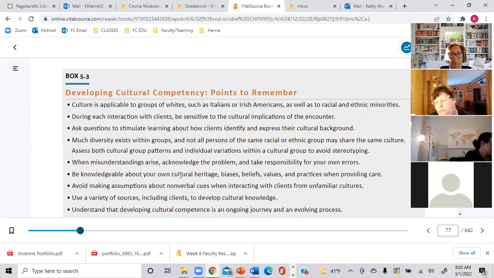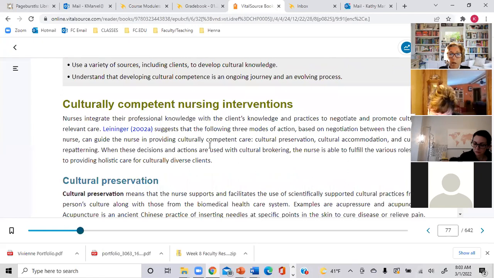Be knowledgeable about your own cultural heritage, biases, beliefs, values, and practices when providing care. Avoid making assumptions about verbal and nonverbal cues when interacting with clients from unfamiliar cultures, right? Use a variety of sources, including the clients, to develop cultural knowledge. Sometimes they're your best teacher. So please review box 5.3. Excellent summary of developing cultural competency.